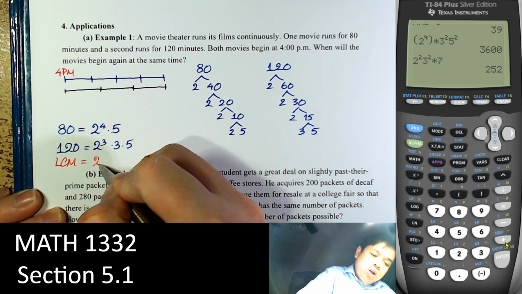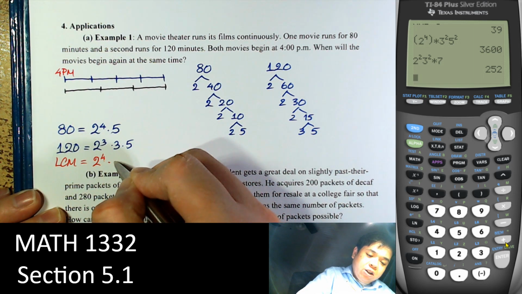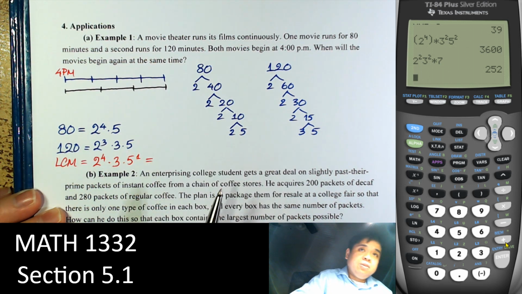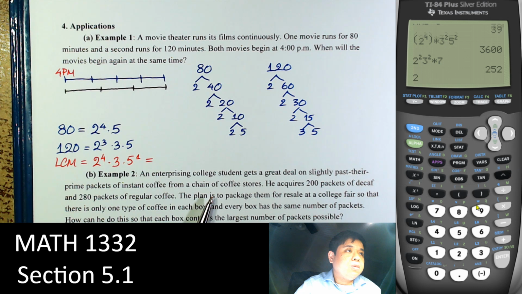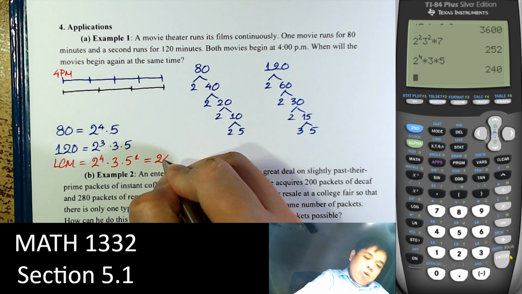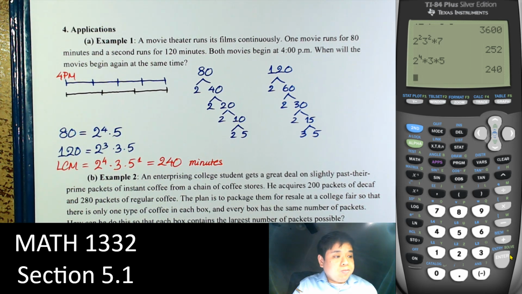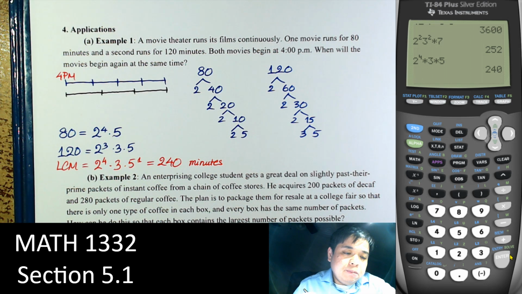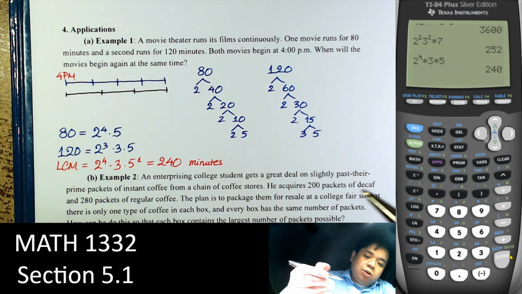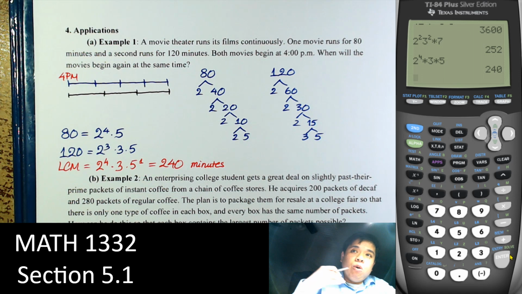There's a factor of 2 to the highest power. There's a factor of 3 and a factor of 5 to the first. That's 240. So that will take 240, and in terms of minutes, that will be 4 hours. Right? So instead of 4 p.m., we're going to plus 4 hours to it.